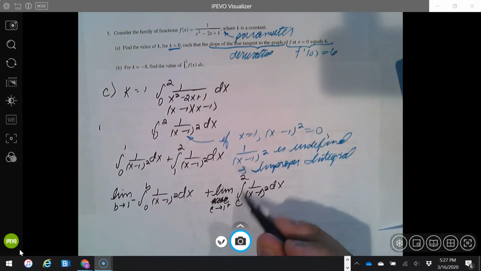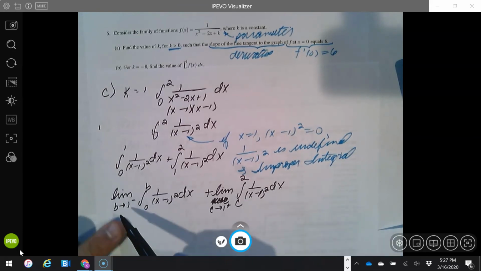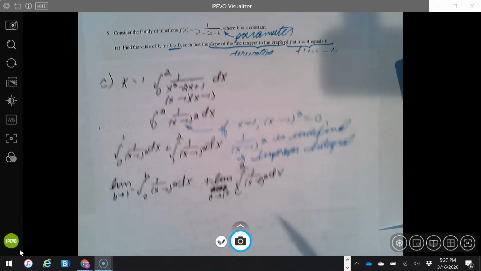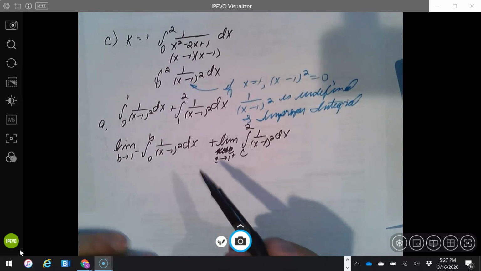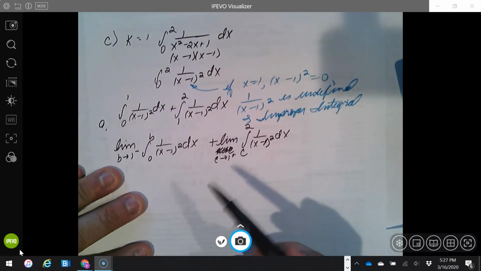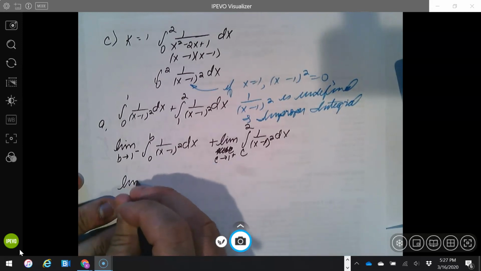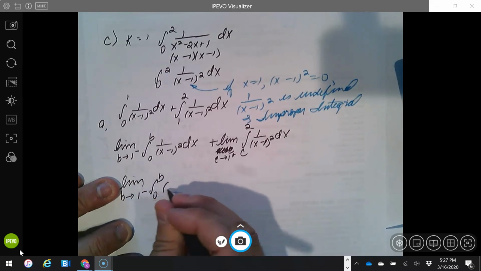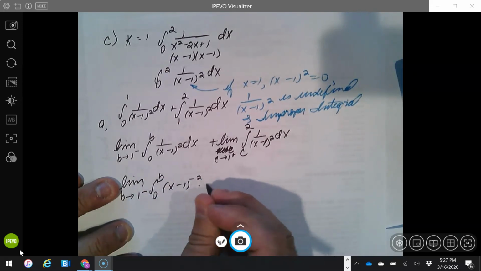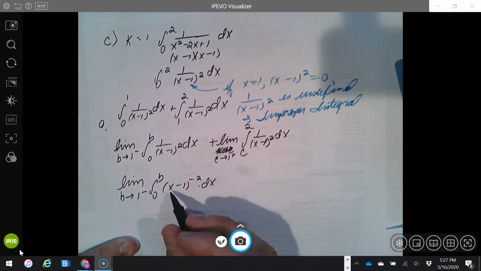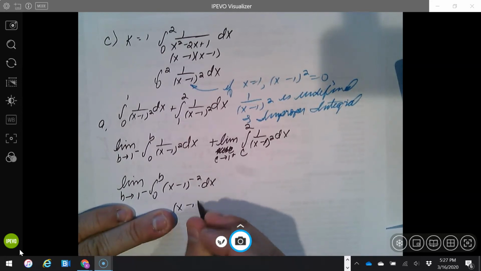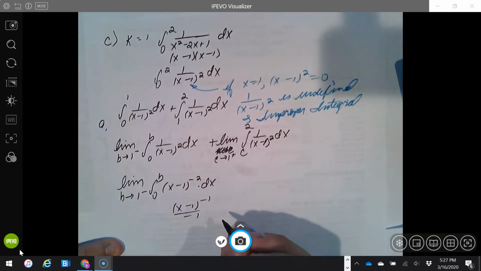From a number a little bit bigger than 1 to 2, this is a proper integral. From 0 to a number just a little less than 1 is a proper integral. We're going to evaluate both of these. I'm going to focus on just the first integral, and you'll see why in just a bit. If I'm going to evaluate this limit as b approaches 1 from the left, first of all, let me rewrite this as (x minus 1) to the negative 2 power. I've got a linear expression raised to a power. The rule is add 1 to the power, divide by the new power.